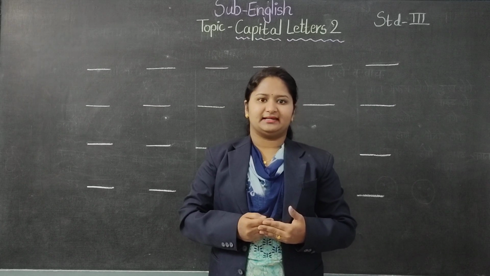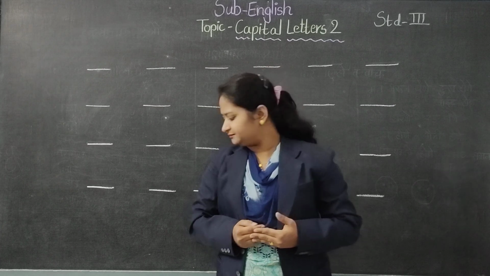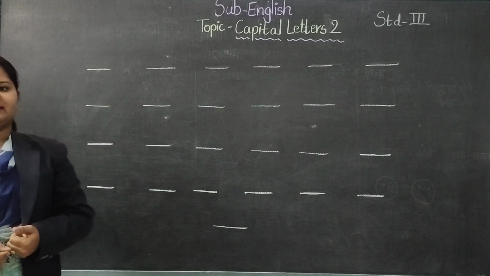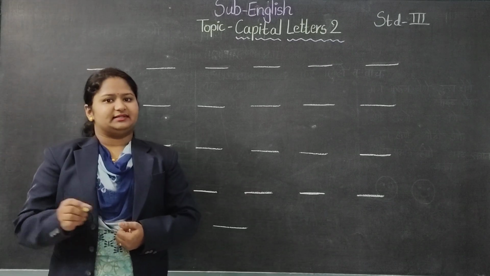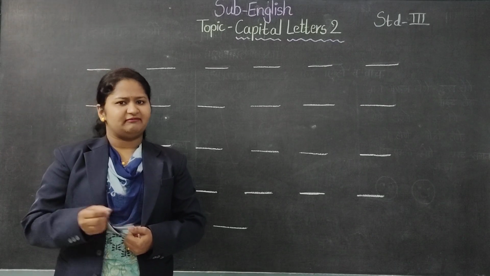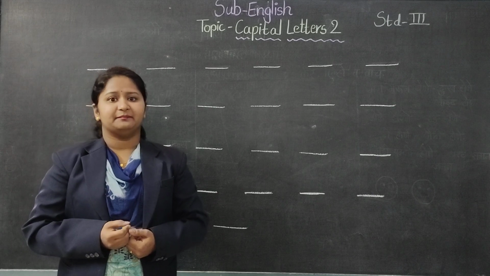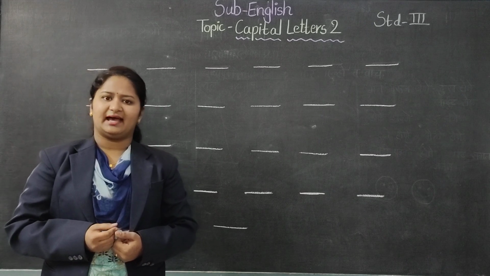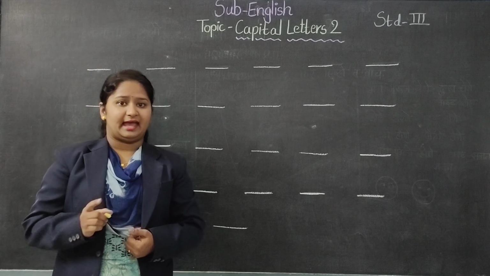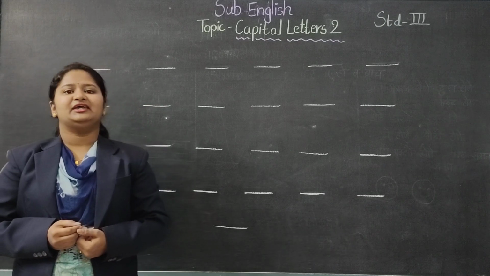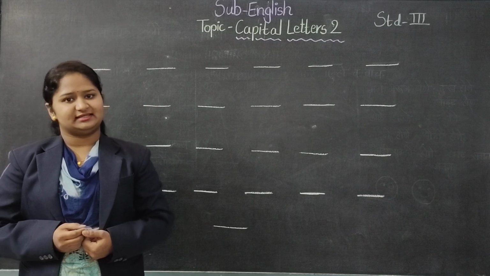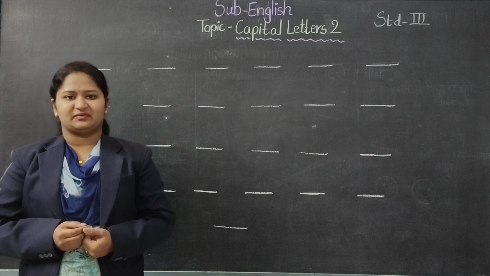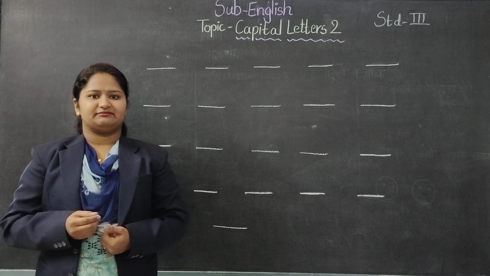So we will start by seeing the alphabets one by one. As you all know the alphabets, it starts from A and ends at Z. We will once say the alphabets: A, B, C, D, E, F, G, H, I, J, K, L, M, N, O, P, Q, R, S, T, U, V, W, X, Y and Z. Okay, so we know the alphabets.